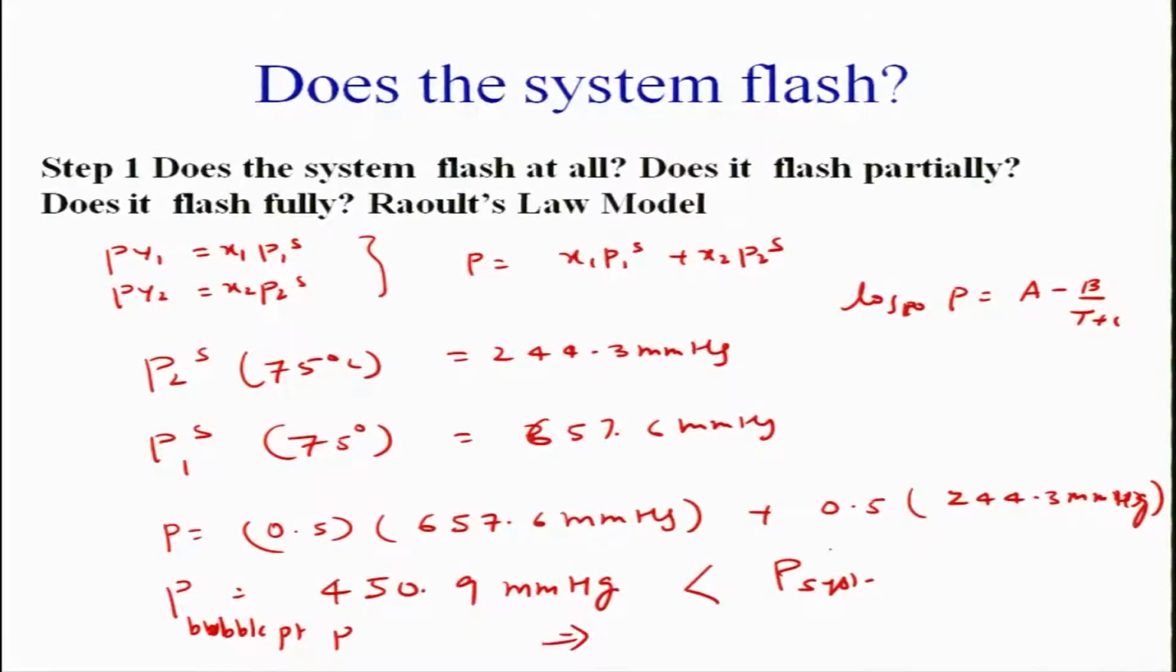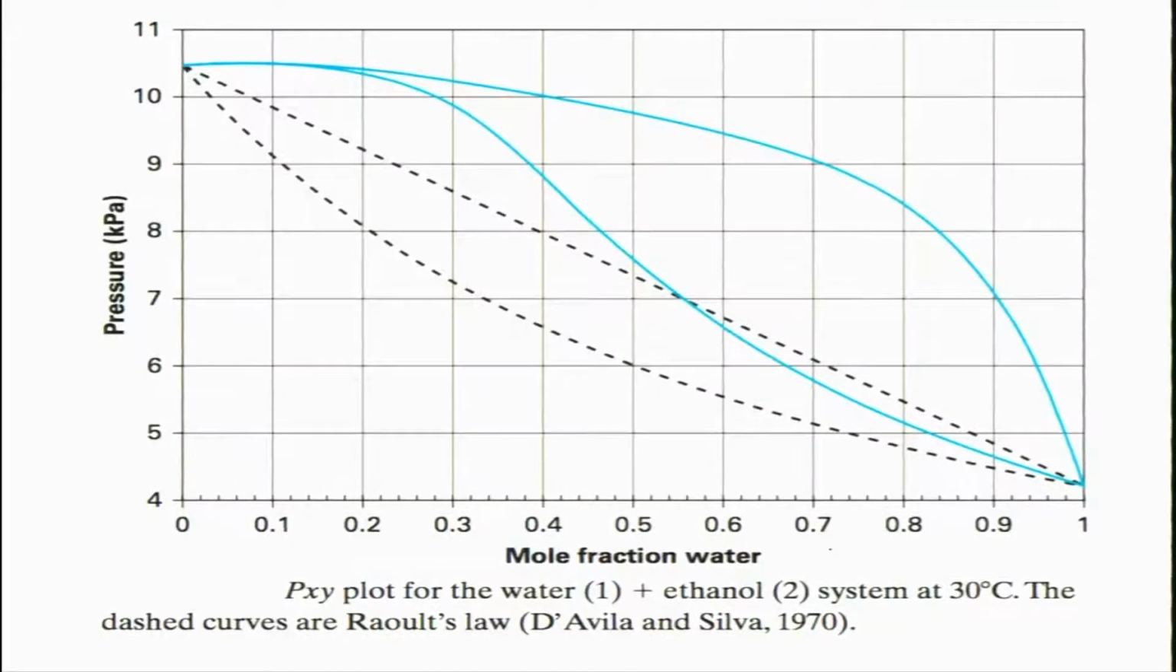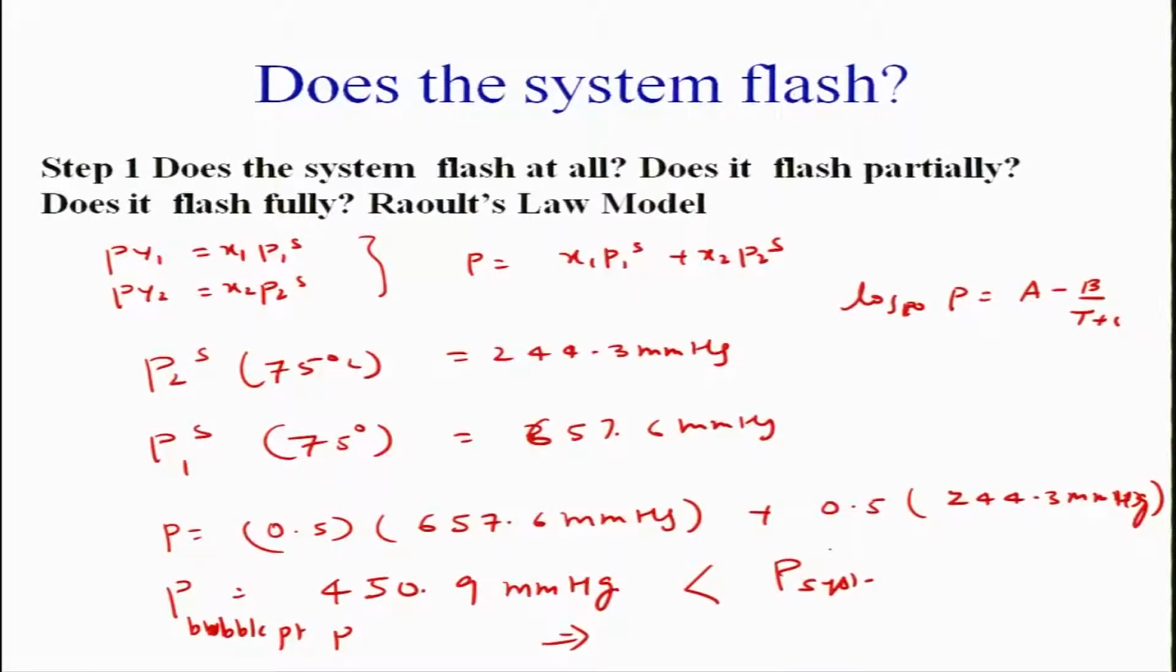So, this is below the bubble point. You are talking about pressure. This 450 is below the system pressure, thus it will not flash. That is given by the Raoult's law model, so no suppression. The bubble point pressure is below the system pressure, the system will not flash and no suppression will occur. Thus the material balance is trivial, as we still have an equimolar liquid mixture, and part A of the problem is solved.